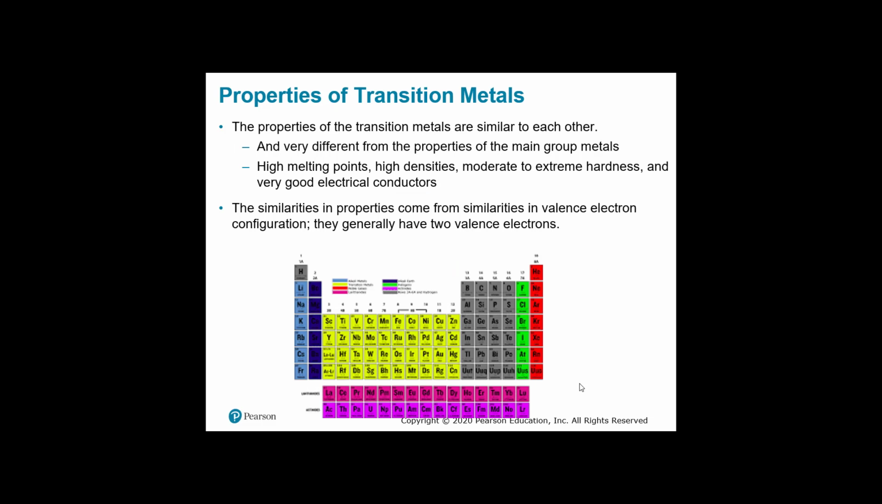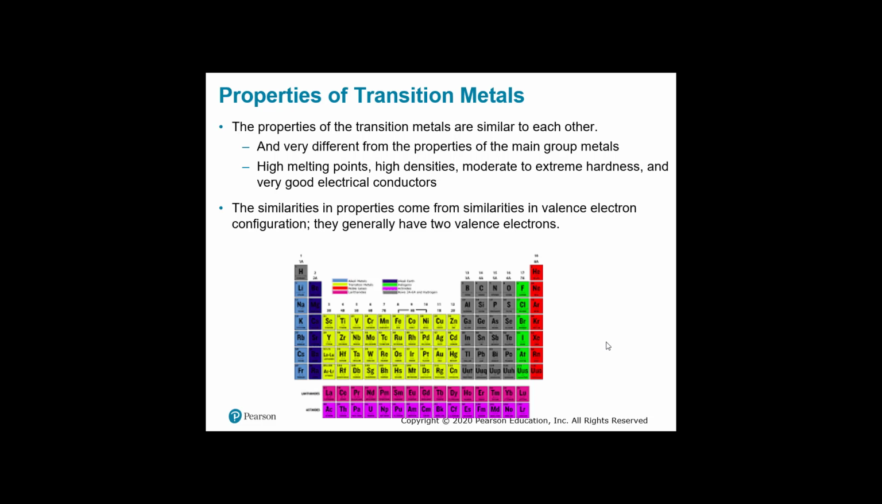So properties of transition metals. This is mostly just a review right now. If you remember, they're very different. We don't include them in main group metals, and that's in the middle part right here, which is this yellow green color. They have high melting points, high densities, moderate to extreme hardness, and they're very good electroconductors. Remember, we're still dealing with metals. They are just different from the other ones because they have different oxidation states. There are differences in that they don't necessarily follow the rules of main group metals.